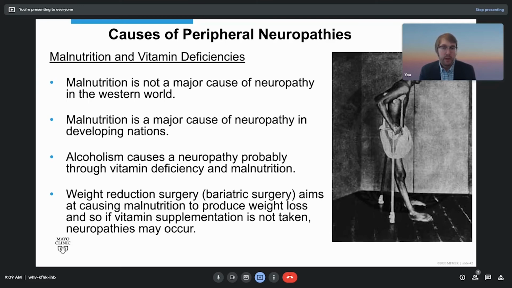Alcoholism probably causes a neuropathy, but this is probably mediated through vitamin deficiencies and malnutrition rather than the alcohol itself.